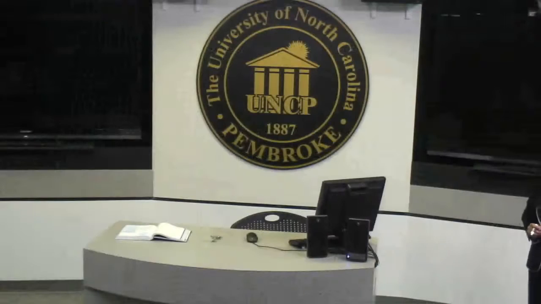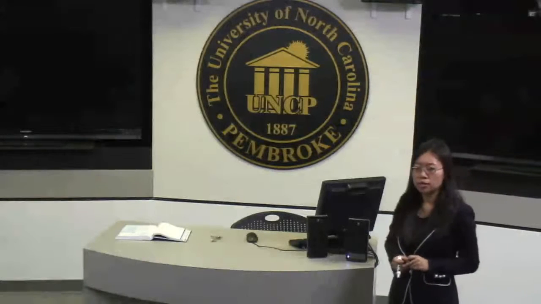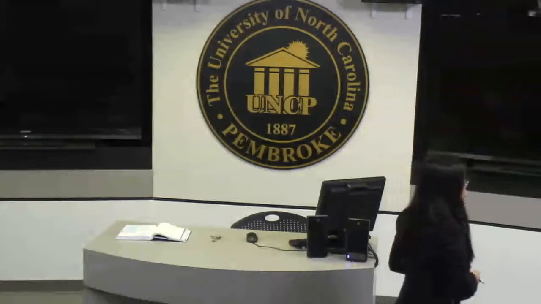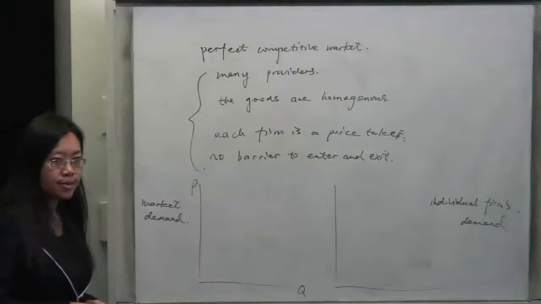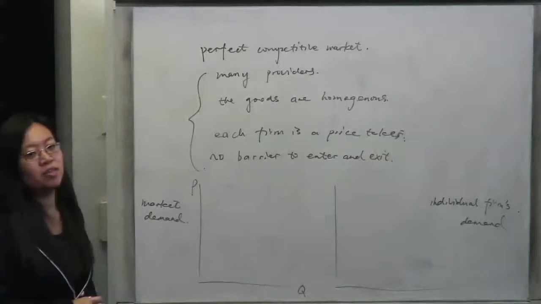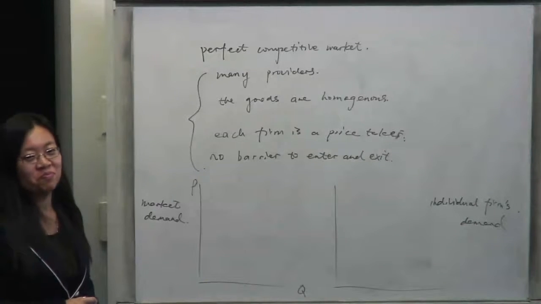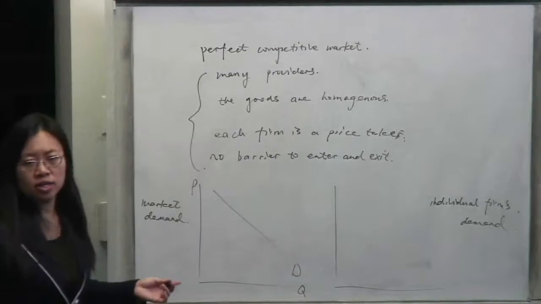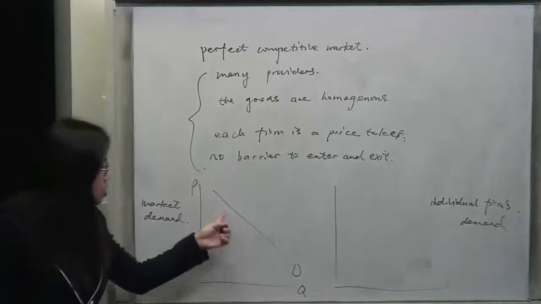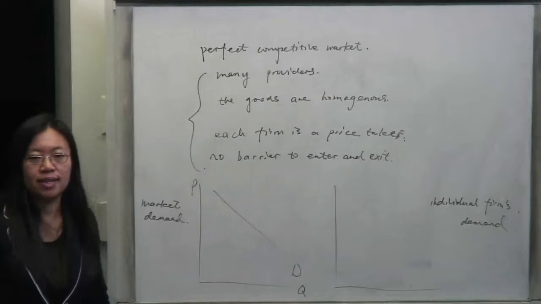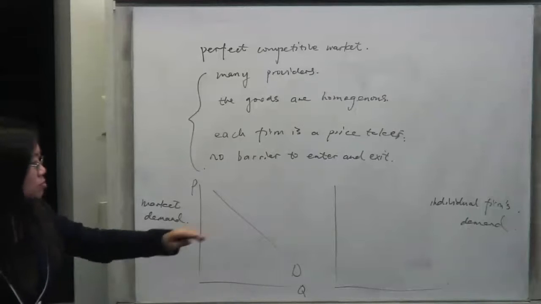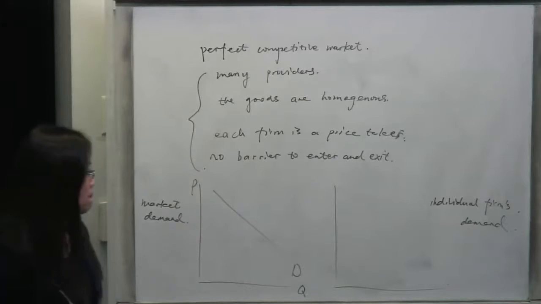What does the market demand look like in a perfectly competitive market? Is it inelastic? It has both elastic and inelastic demand. Okay, but we know the demand has a negative slope. Along it, some points may be elastic, some points may be inelastic. So that is pretty straightforward.